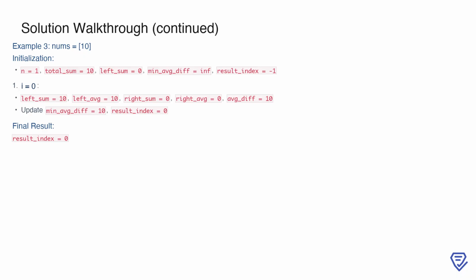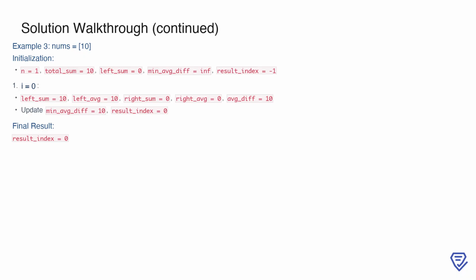In the final example, where nums equals [10], the array contains only one element. We initialize the variables: n is 1, total_sum is 10, left_sum starts at 0, min_average_diff is set to infinity, and result_index is -1. For the only index, i equals 0, we add nums[0] equals 10 to left_sum, resulting in 10. The left average, left_average, is 10 / 1 equals 10.